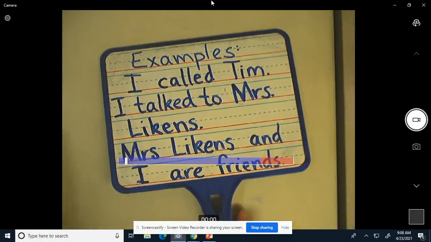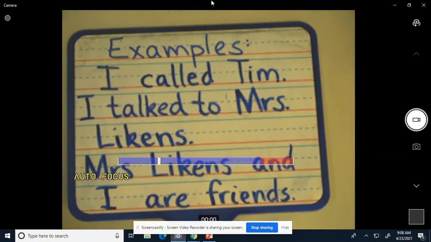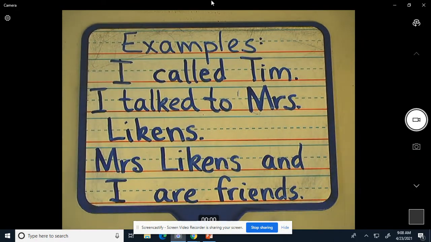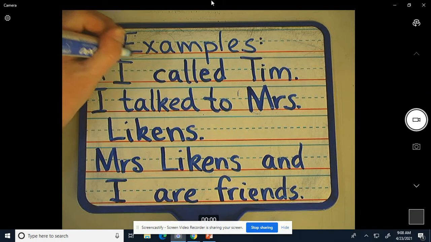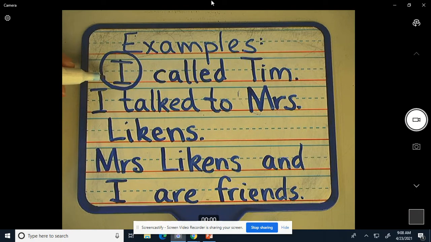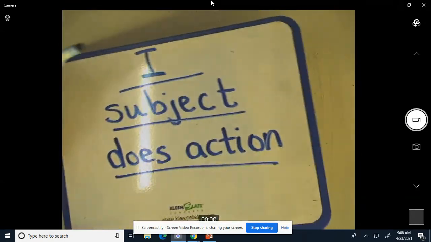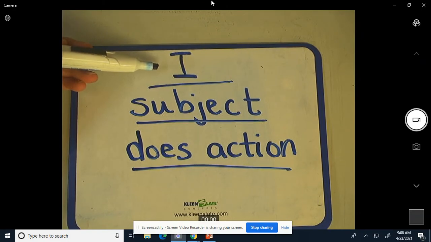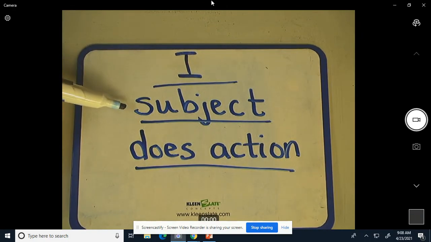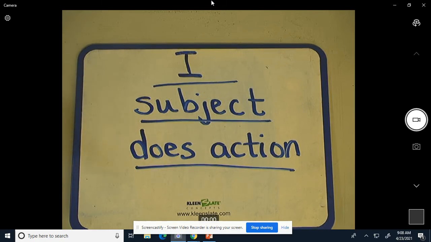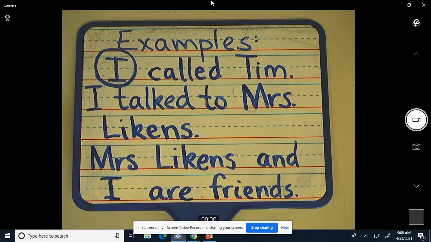Some examples are, let me get it a little bit closer. We're going to find the pronouns in here. This is the first example. I called Tim. So I is the pronoun. It is the subject. It is who this sentence is about. What did I do? I did something. That's an action. I called Tim. So it followed all of our rules, right? We used I. It was the subject, so it was who this sentence was about, and I did something. Okay, let's look at the next one.